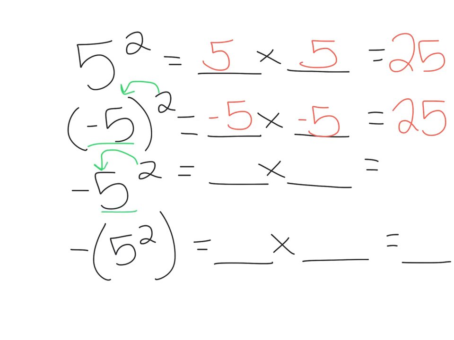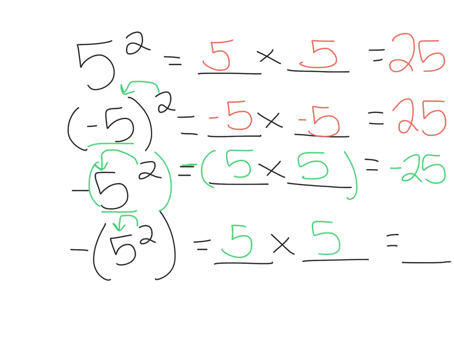So basically, think about it this way. You're multiplying 5 times 5, but then your answer is going to be negative. So kind of think about it like this a little bit. Our answer for this one is going to be -25. And this one down here looks just like it. It's kissing the 5. So we're going to multiply 5 times 5, and then it's going to be negative. So our answer is going to be -25.